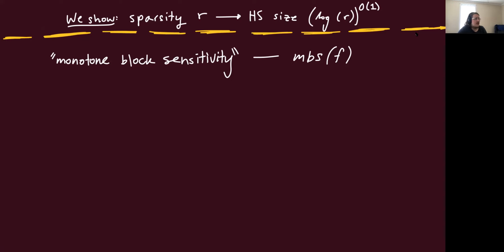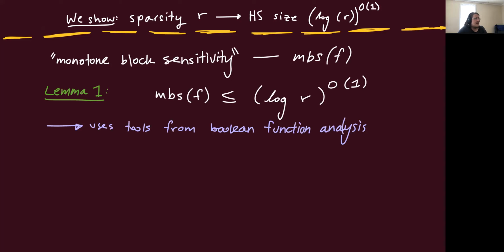Okay, and the proof that sparsity implies small hitting sets can be thought of as happening in two parts. So the first part shows that sparse Boolean functions have low monotone block sensitivity. And this was possibly implicitly observed in a paper of Nisan and Wigderson from the 90s. But we frame it in some generality, and this uses some tools from Boolean function analysis, specifically Nisan-Szegedy.